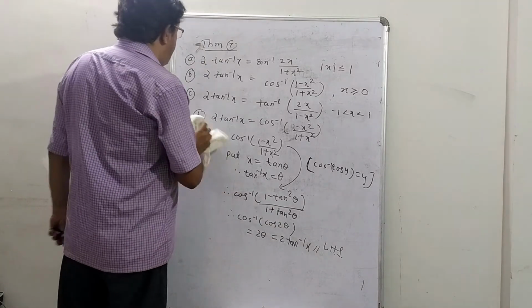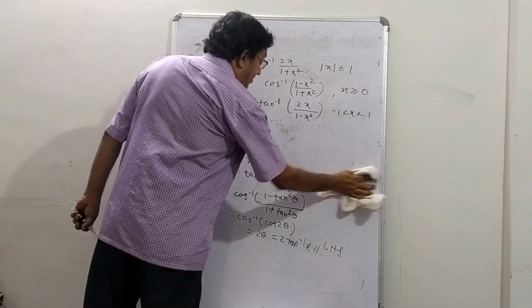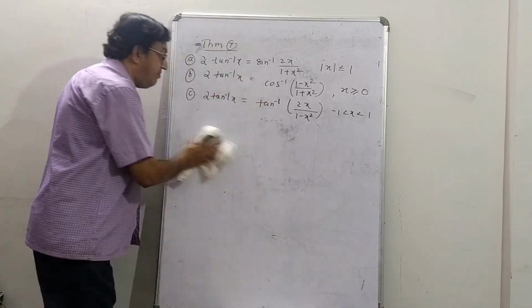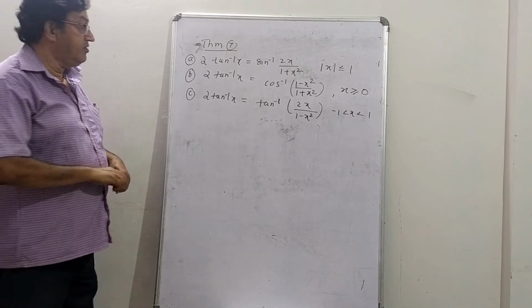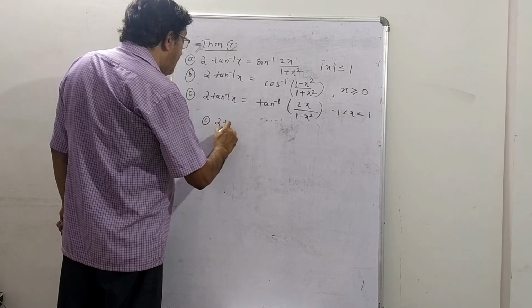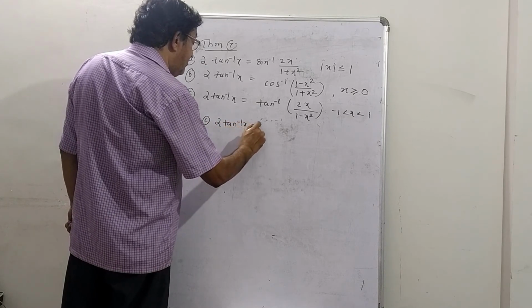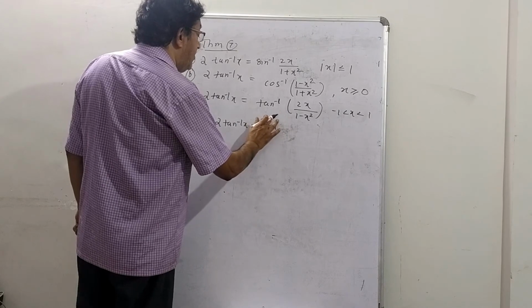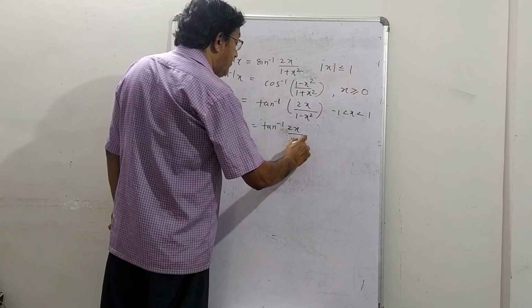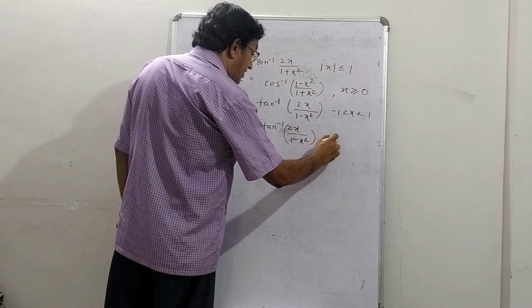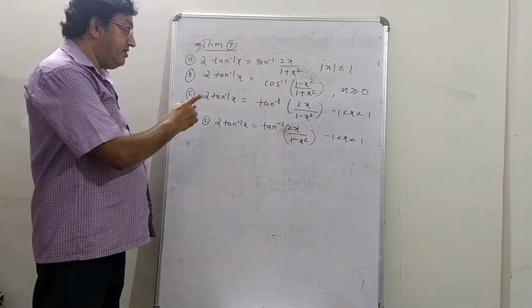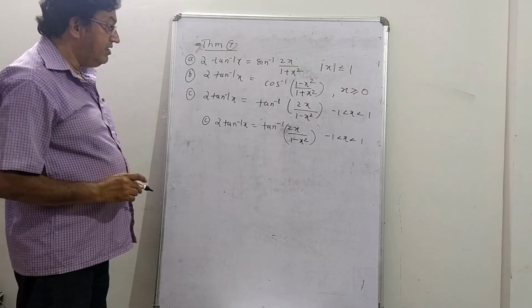Then the last part, if I prove it, that will complete the properties, then we can go for sums, varieties of sums. So what is the last part? The last part is 2 times tan inverse of x equals tan inverse of 2x divided by 1 minus x square, if minus 1 is less than x, less than plus 1. So 2 times tan inverse of x is tan inverse of 2x upon 1 minus x square.